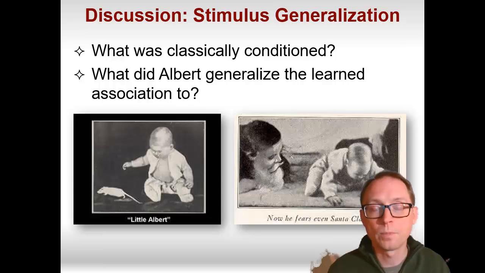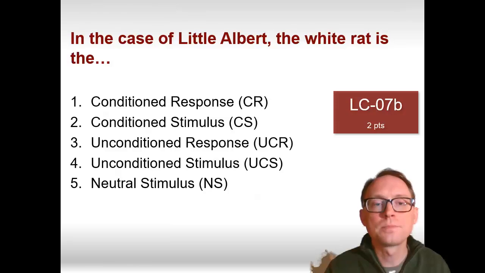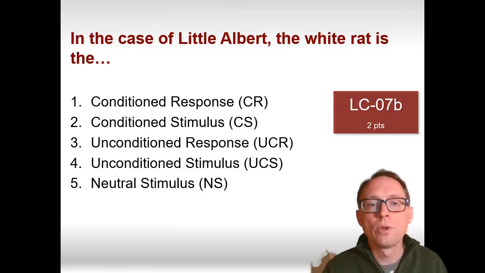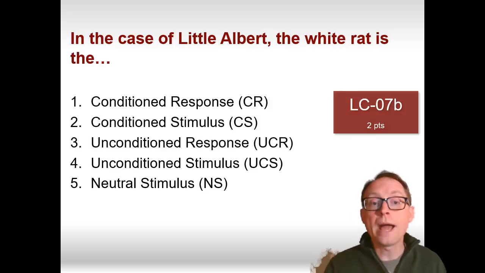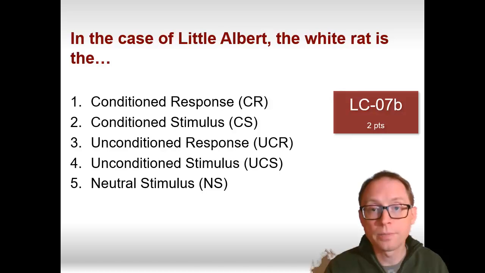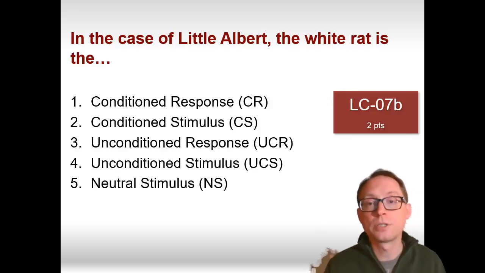All right. Review question, here it is. In the case of little Albert, the white rat is the neutral stimulus and the conditioned stimulus. Before the pairings were going on, it's a neutral stimulus. But then after the pairings happened, it became the conditioned stimulus. So it is both.